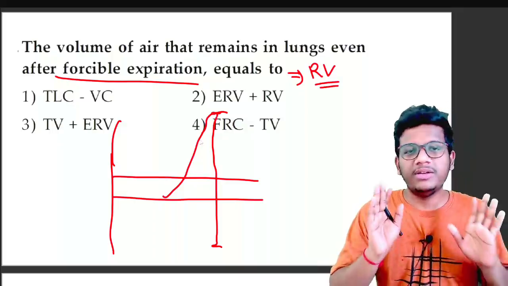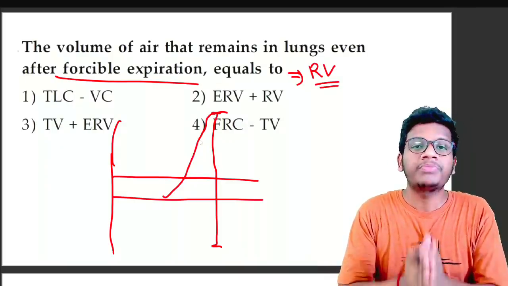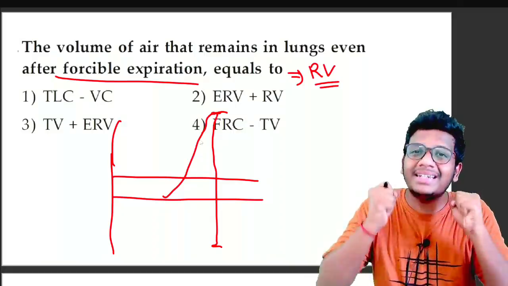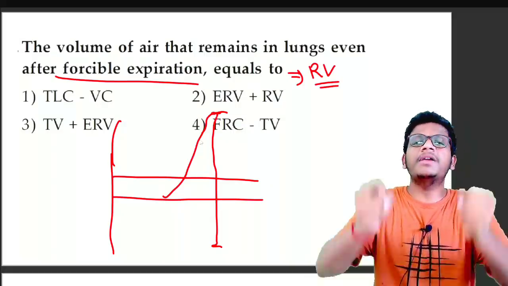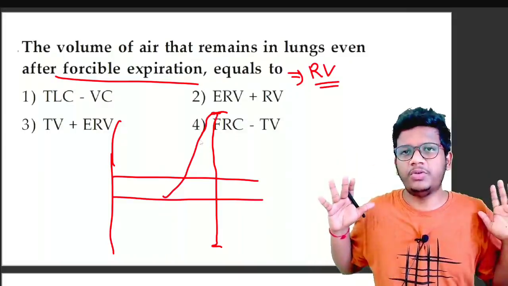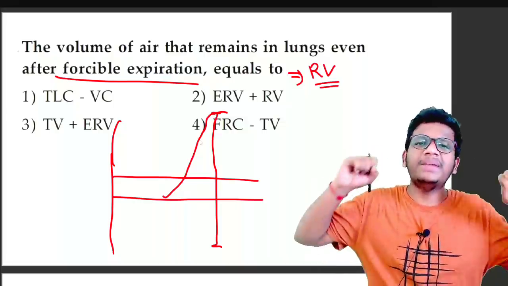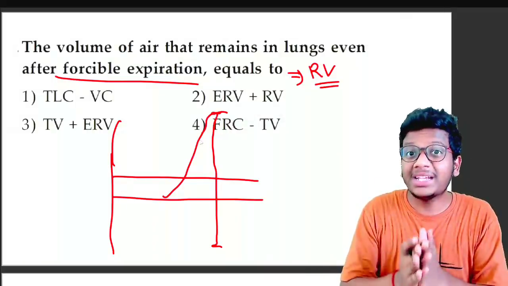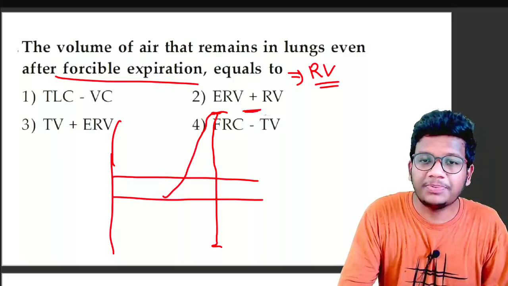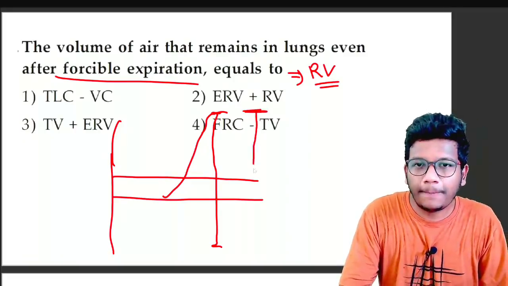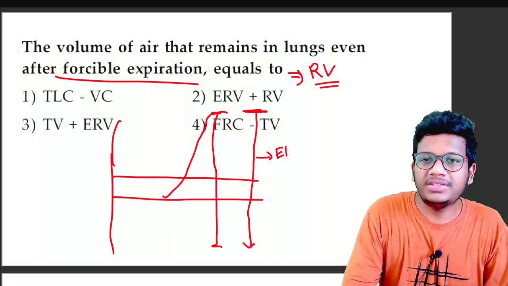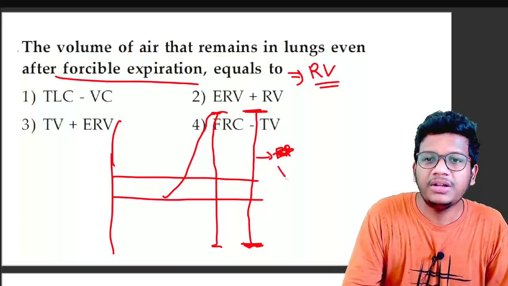Highest capacity is total lung capacity. Now come back here for the vital capacity. Vital capacity is the maximum amount of air that can be expired by a forcible expiration after a deep inspiration. After deep inspiration you will be at this point. From this point till the expiratory reserve volume, it is your vital capacity.